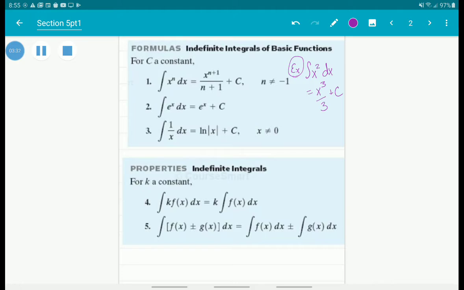Now with all of these, you can double check your answer by taking the derivative of what you just found, and it should be whatever function you're integrating. So if we wanted to check that, we could take the derivative of x cubed over 3 plus c, and we're going to have 3 over 3 x squared. The derivative of a constant is 0. That's the same thing as x squared, which is what we started with.